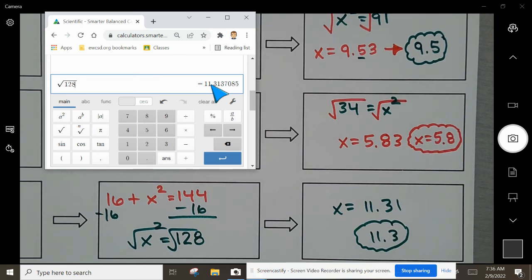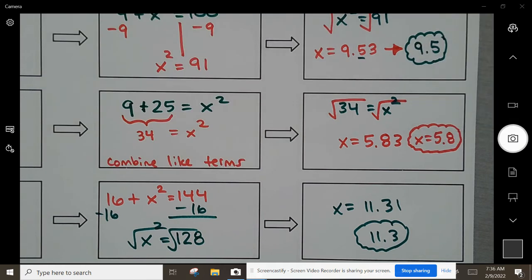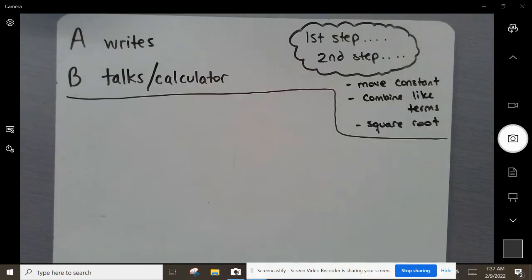Keep that calculator out. Let's go ahead and get into our whiteboards. So A's, can you get the whiteboard? B's, go ahead and get the calculator in front of you. All right, now that you have your whiteboard in front of you, let's go ahead and go through this.